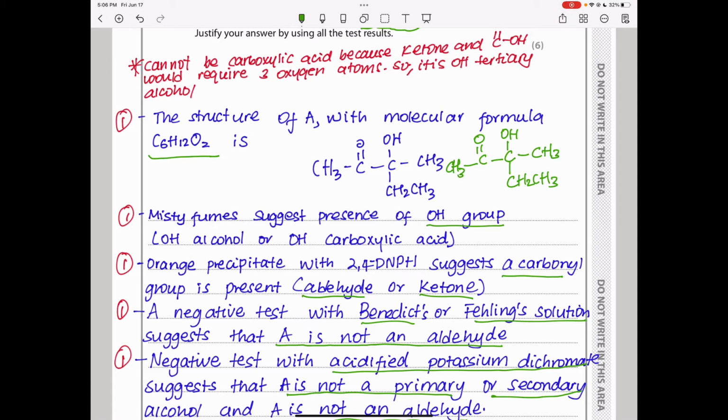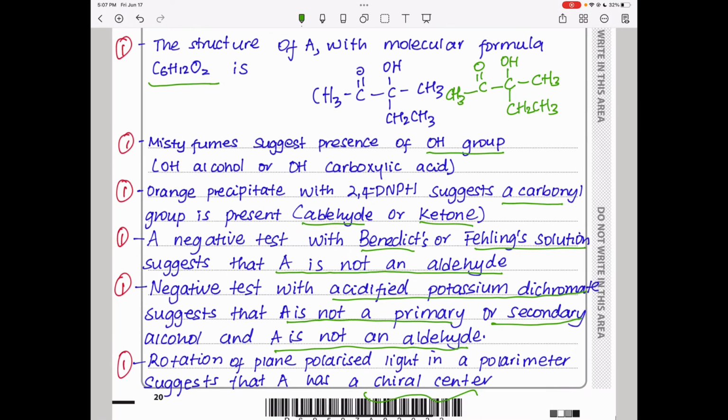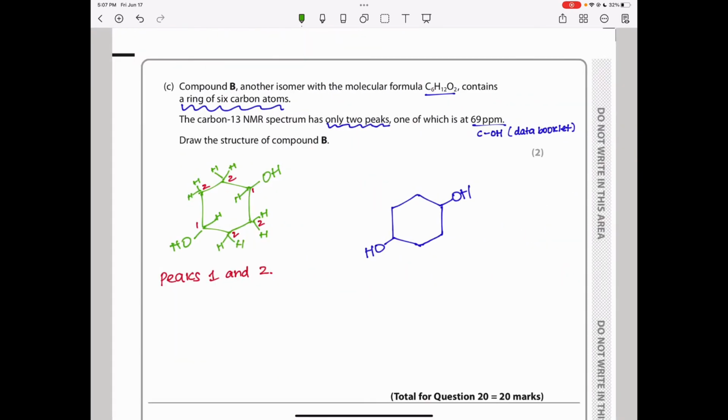So basically, again, remember, this is going to be a ketone, which is an alcohol, and it has a chiral center. So it means that is the only possible structure we can get. So I will move on to the next part.